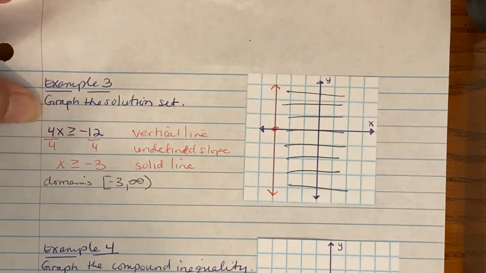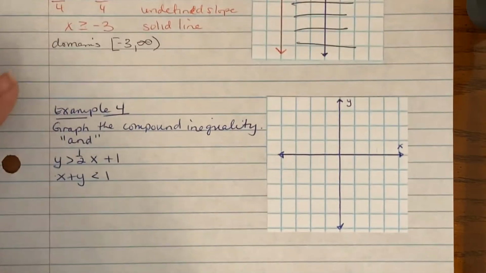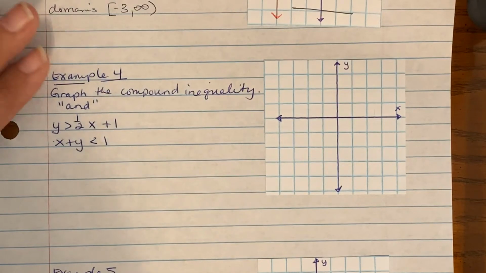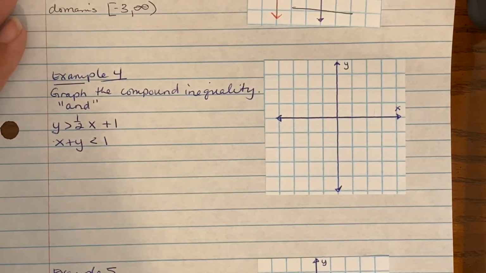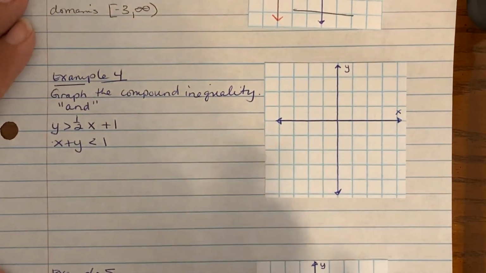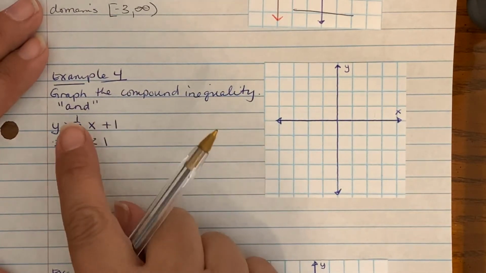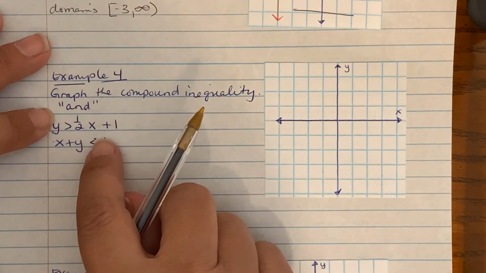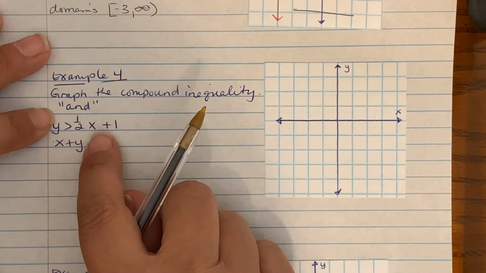When we go to example 4, now we're going into systems. So the first 3 examples we did were dealing with one graph line. Now we're going to incorporate 2. It says graph the compound inequality, and then it says the form "and," which means the solution where they overlap. Where are all the overlapping pieces?